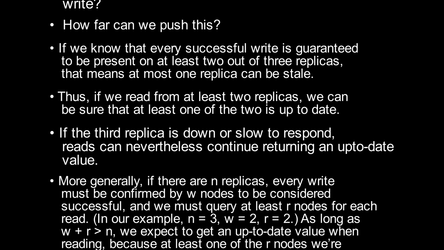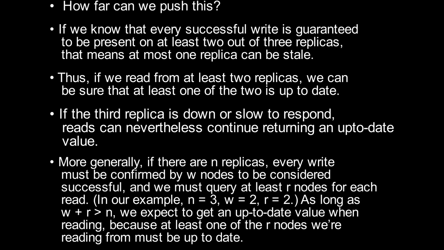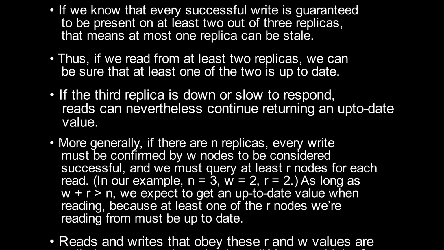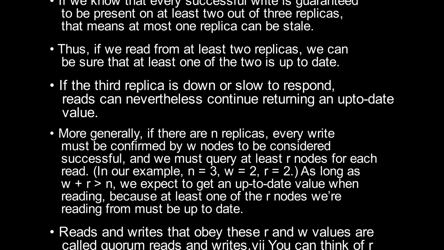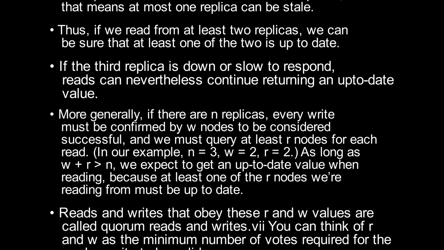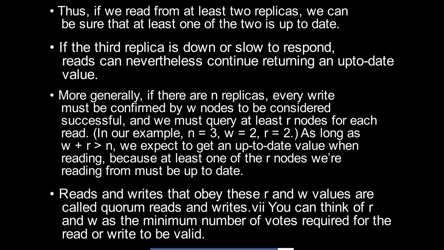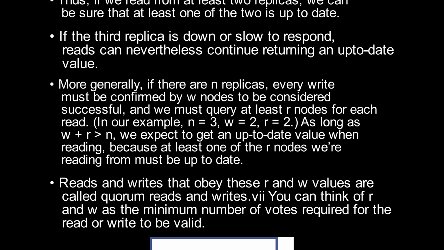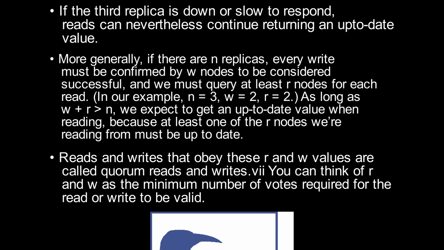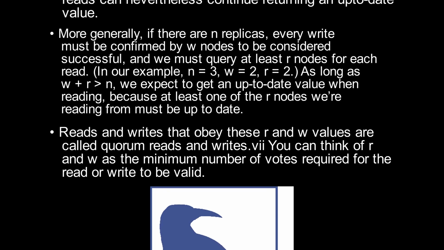More generally, if there are n replicas, every write must be confirmed by W nodes to be considered successful, and we must query at least R nodes for each read. In our example, n equals 3, W equals 2, R equals 2. As long as W plus R is greater than n, we expect to get an up-to-date value when reading, because at least one of the R nodes we're reading from must be up to date. Reads and writes that obey these R and W values are called quorum reads and writes. You can think of R and W as the minimum number of votes required for the read or write to be valid.